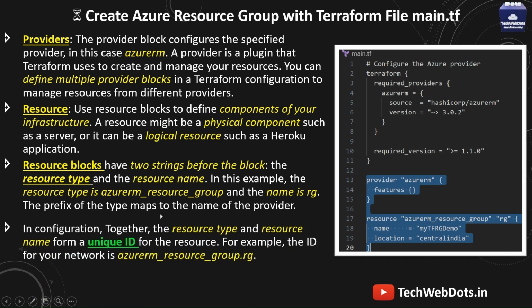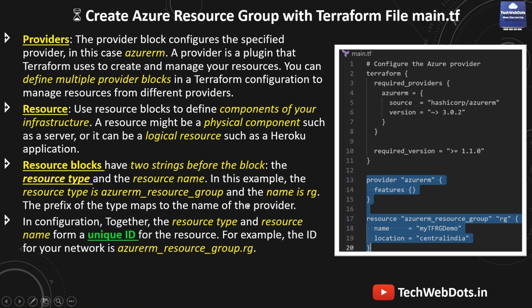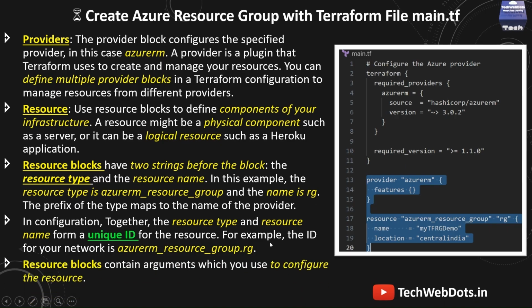The prefix of the type maps to the name of the provider. These two things combined make a unique ID. So in the configuration, the resource type and resource name together form a unique ID for the resource. For example, the ID for this resource group will be azurerm_resource_group.rg. And then further, we have two more things under it, name and location.